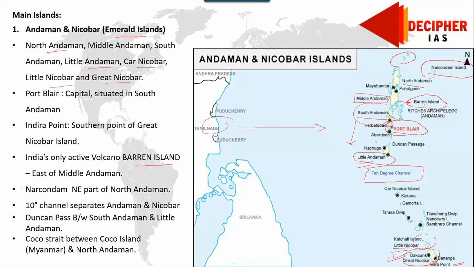Duncan Pass. This is South Andaman over there, and this is Little Andaman. As you can see, these are not connected actually. This particular part is submerged under seawater, and Duncan Passage is what separates these two islands. Coco Strait is between the Coco Islands of Myanmar and North Andaman. This is the thing we said we'll discuss later on. Here somewhere we have Myanmar, and these are the Coco Islands, which are separated by the Coco Strait.